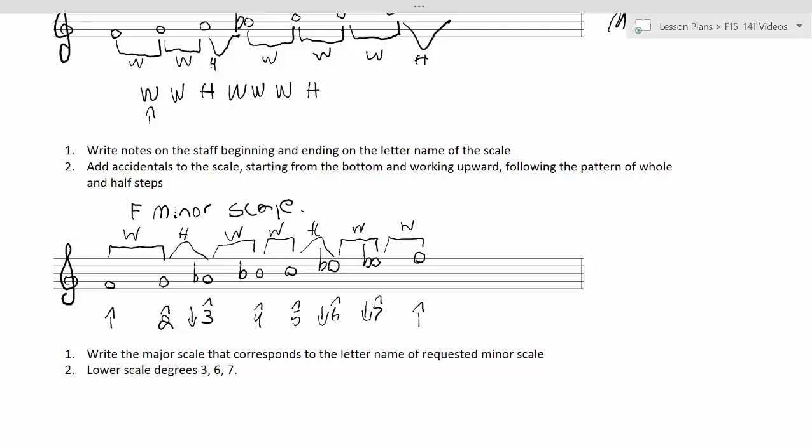Now that we know how to construct these scales, let's just hear them. So here's the F major scale. And here's the F minor scale. One more time, F major. And F minor.